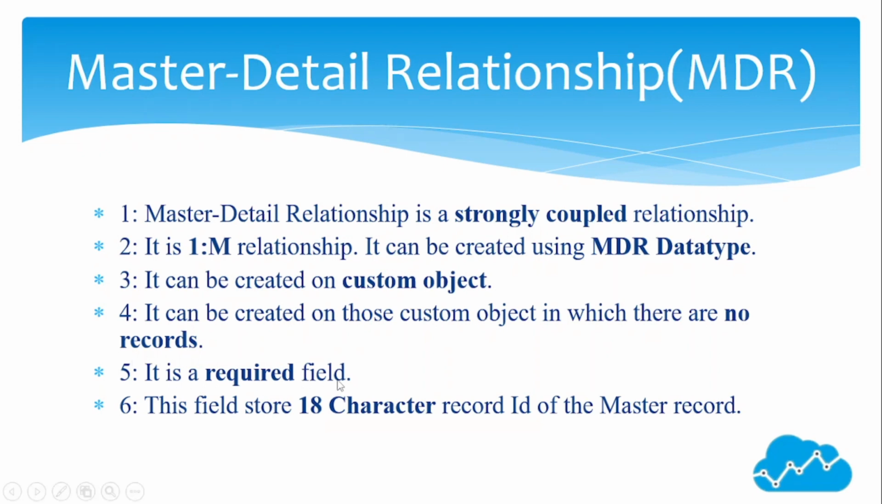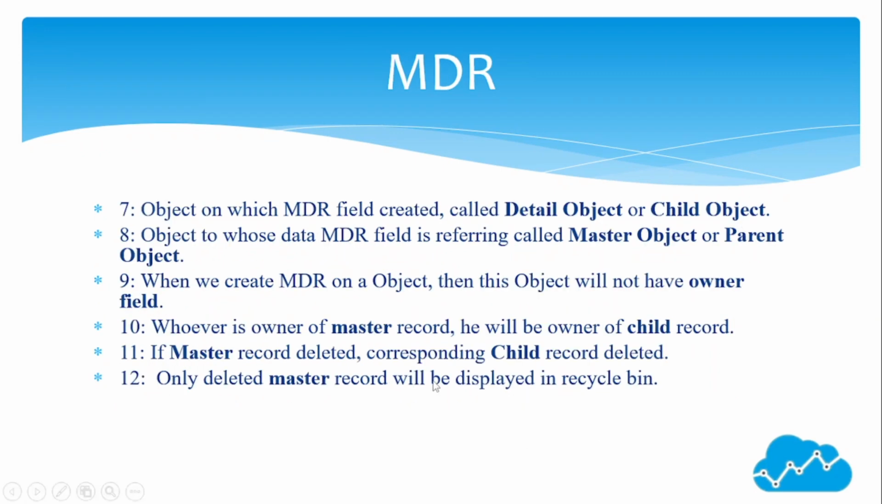It is a required field. This field stores the 18 character record ID of the master record. The object on which the master detail relationship field is created is called the detail object or child object. The object to whose data the master detail relationship field is referring is called the master object or parent object.